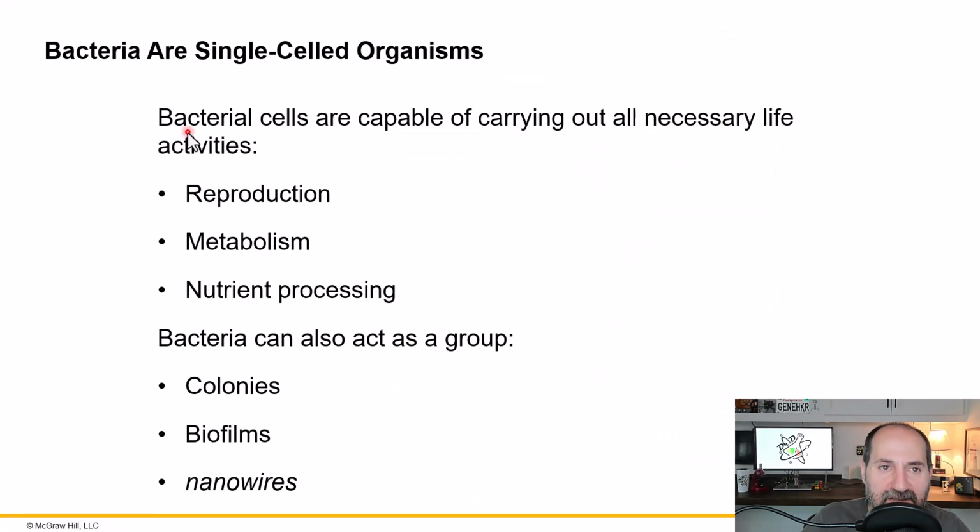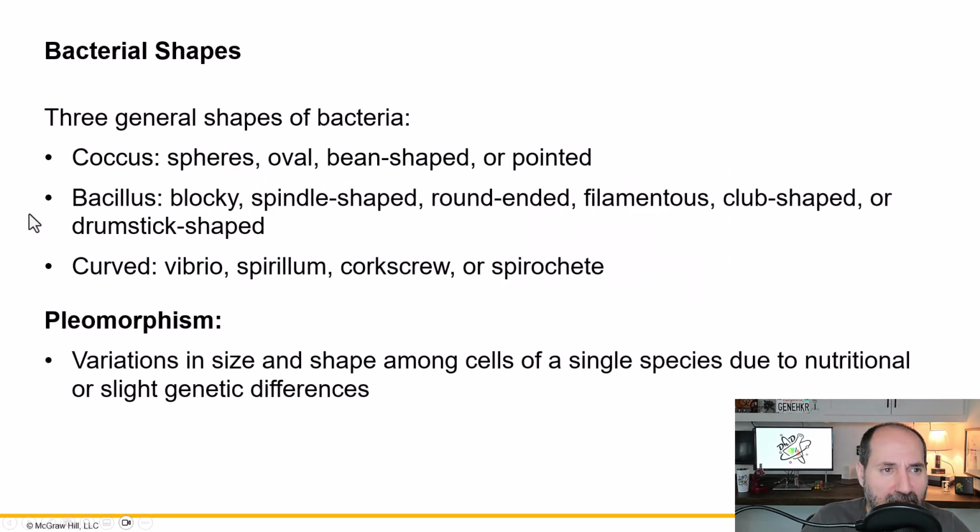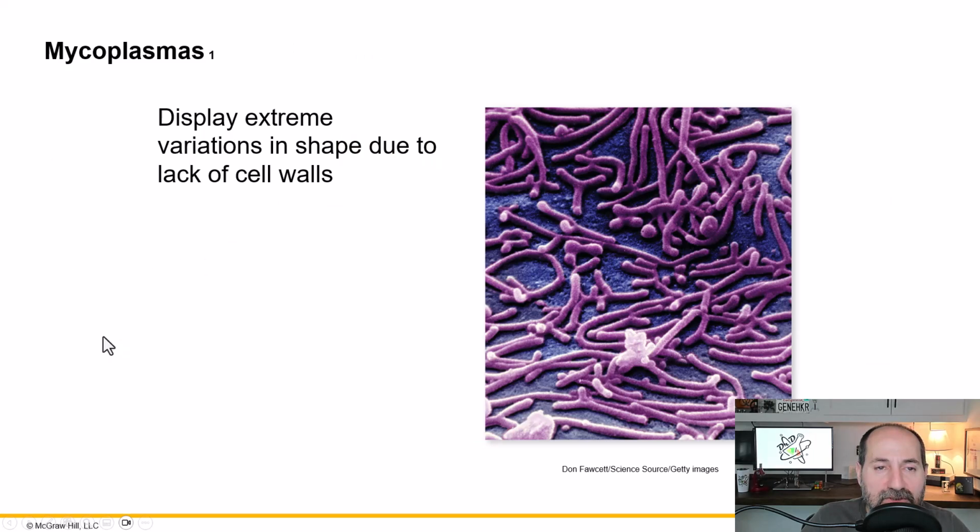We talked about bacteria capable of doing all of the necessary activities of life, but also being able to form colonies, biofilms, and nanowires. Remember that bacteria vary in size, shape, and arrangement. You should know the 3 general shapes of bacteria. Coccus means spherical shaped, bacillus means rod shaped, and curved would be spirillum. Then pleomorphic bacteria do not have a particular shape, usually because they do not have cell walls. Mycoplasmas are an example of pleomorphic bacteria.